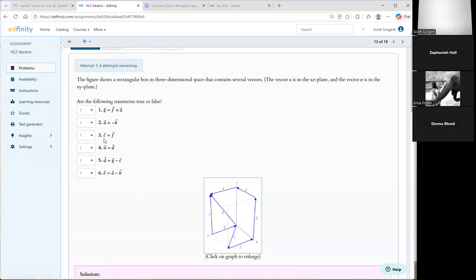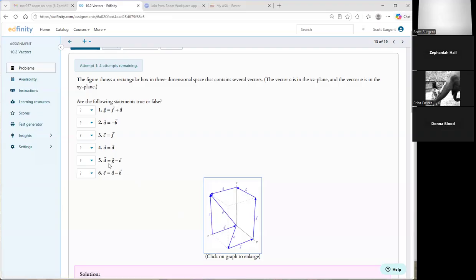Is C equal to F? Well, here's C over here, and here's F. They are pointing in the same direction. Yes, they're the same vector because you have a rectangular box here, so these things can be rigidly moved. Is A equal to D? Strictly speaking, no, they're not equal, but they are parallel. A and D are opposites.